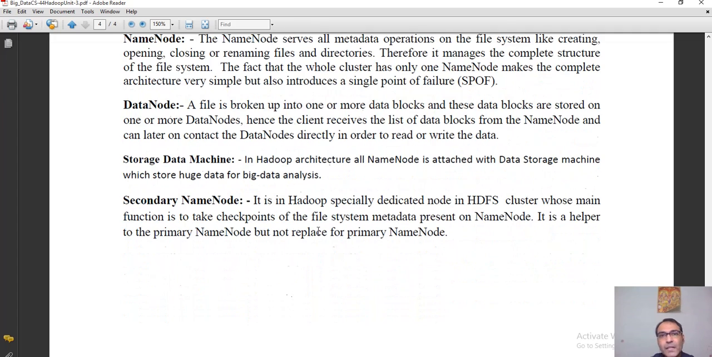Secondary name node, it is especially dedicated in the HDFS cluster, whose main function is to take checkpoints of the file system metadata present on the name node. It is a helper to the primary name node but not a replacement for the primary name node.